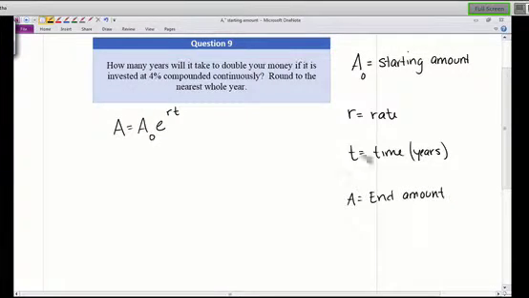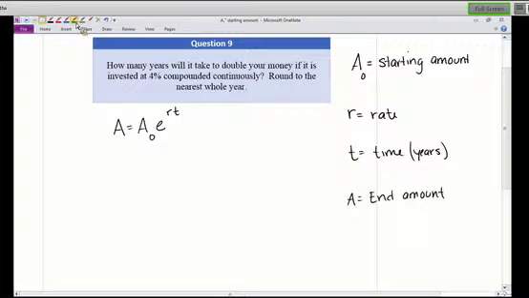Okay? Now, what I'm going to do now is I'm going to substitute into my formula. Now, keep in mind that e is not representing a variable. e is actually the form that we're using for compounded continuously. e represents a number. I believe it's 2.7 something something something. Okay, so e is not a variable. e is representing a number.